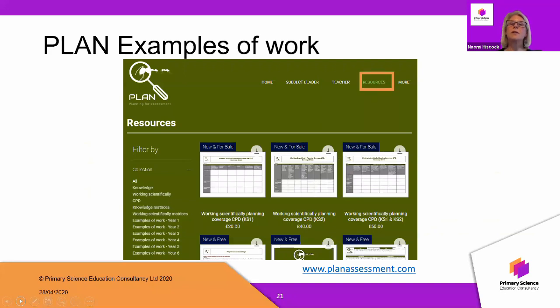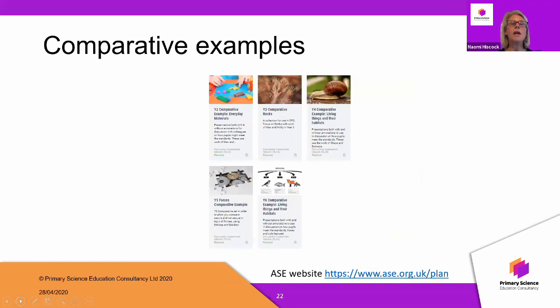The easiest way is to go into the resources area, and then you can see all the examples of work for each year group grouped together, and they're free to download. If you are a member of the Association for Science Education, there are some additional resources on their website where we've got two children from the same class going through the same activities. The idea is that teachers can look at these and compare them and think about how this learning looks different for these two children.